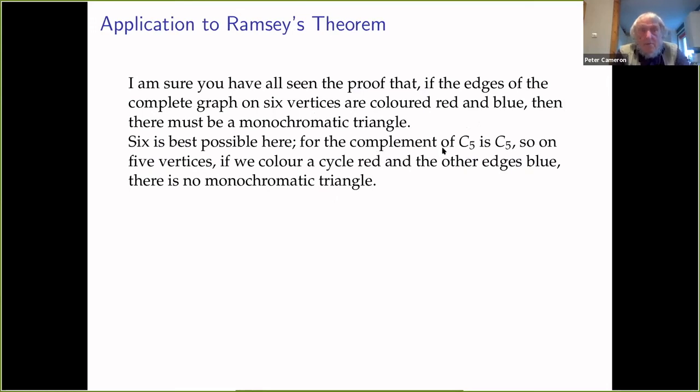And 6 is best possible because if you take C5, its complement is also C5. So if you take C5 and color its edges red, and you color the complementary edges blue, there will be no monochromatic triangles because the edges of each color form a C5. So 6 is the smallest number for which this statement is true.